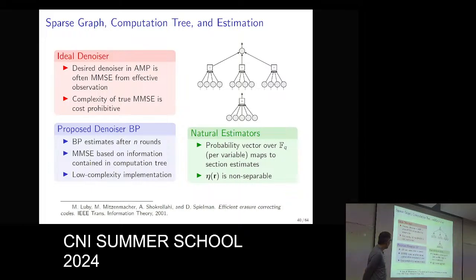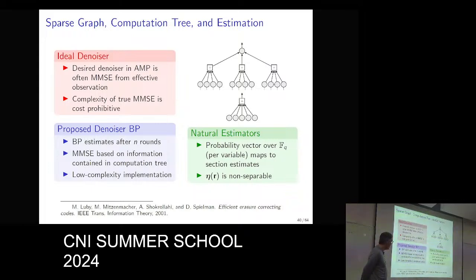But the complexity of the MMSE for a code that has a graph structure with redundancy is cost prohibitive, because it becomes a combinatorial object, just like it was not possible to optimize over an L0 norm. It's not possible for us to optimize over the entire codebook. Because the complexity means you have to do one computation for every possible code word, essentially, and then sum them up. That's just impossible. So the proposed denoiser that we use is belief propagation.